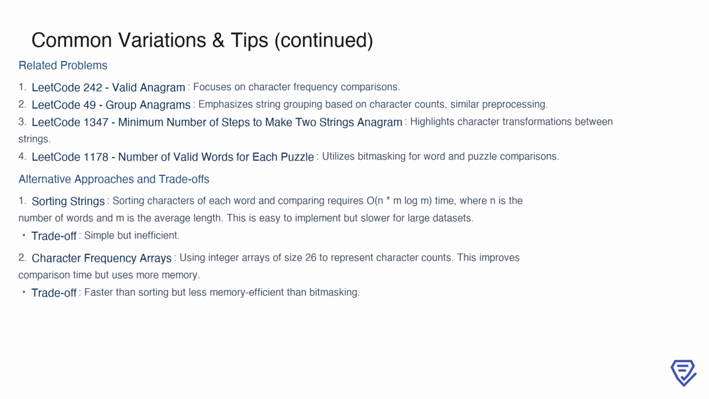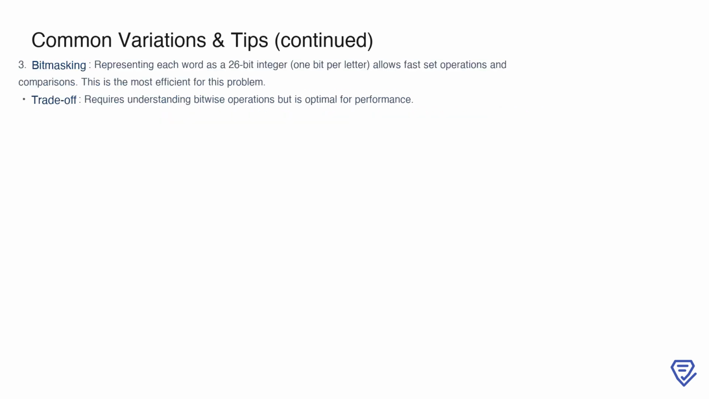On the other hand, character frequency arrays improve comparison speed by representing each word as an array of size 26, where each index corresponds to a letter's frequency. This is faster than sorting but uses more memory, making it less efficient than bit masking. Bit masking stands out as the most efficient approach for this problem.